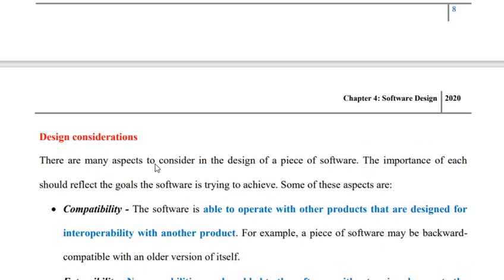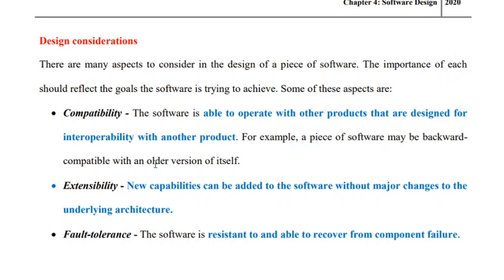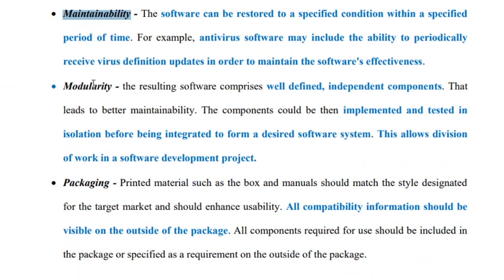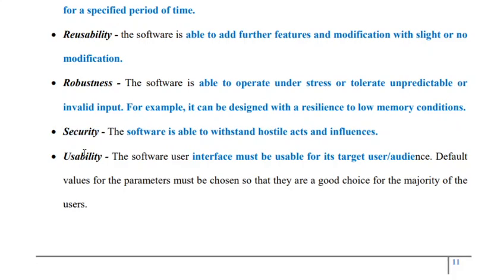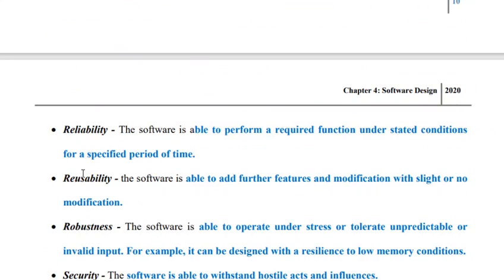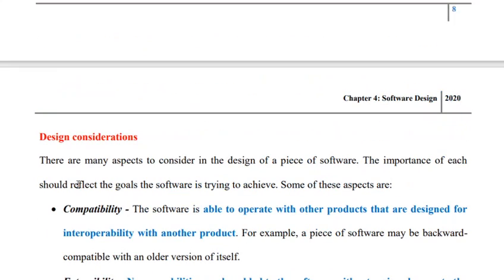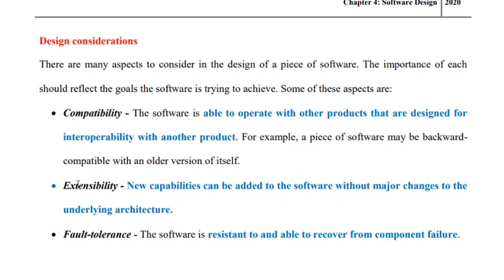Now, let us go through some of the design considerations, right? These are some of the design considerations that we need to take into account whenever we are designing a piece of software system: compatibility, extensibility, fault tolerance, maintainability, modularity, packaging, reliability, reusability, robustness, security, and usability. These are some of the important design considerations that one needs to take into account whenever we are designing a piece of software system. Now let's try to understand each of these aspects.